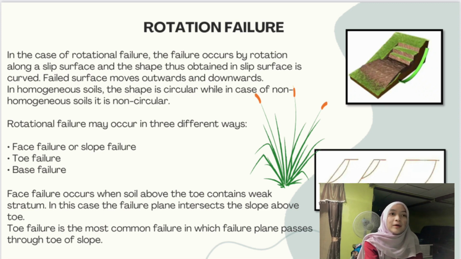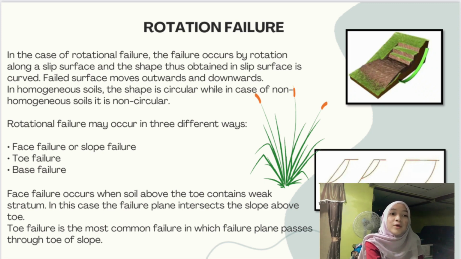Now, I will tell you about rotation failure. In the case of rotation failure, the failure occurs by rotation along a slip surface, and the shape thus obtained in the slip surface is curved. The failed surface moves outward and downward. In homogeneous soil, the shape is circular, while in the case of non-homogeneous soil, it is not circular. Rotation failure may occur in three different ways. The first is face failure or slope failure, second is toe failure, and third is base failure.